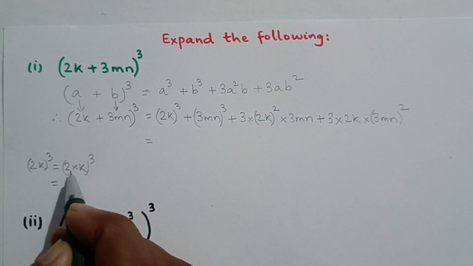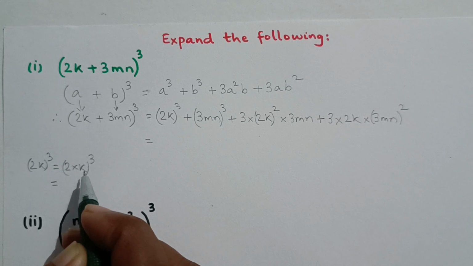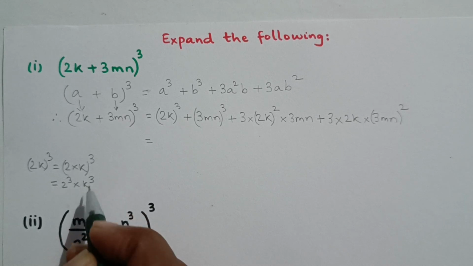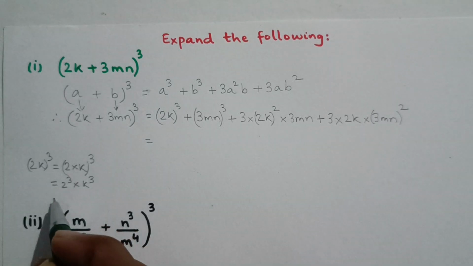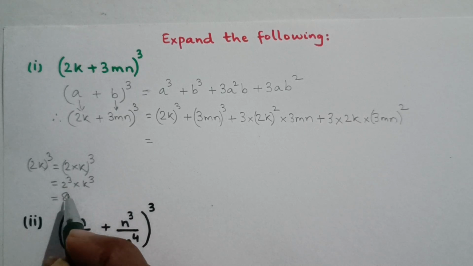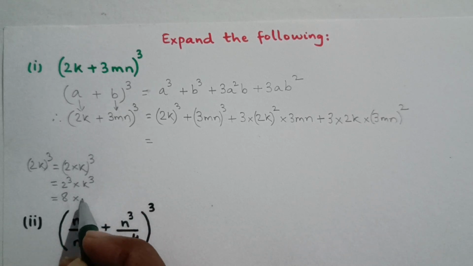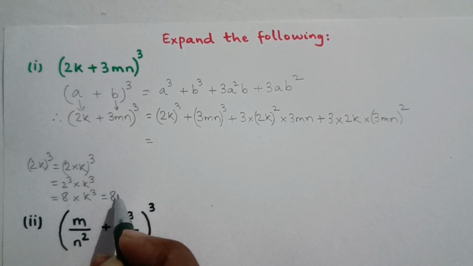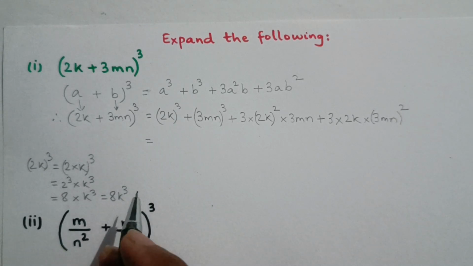Now what is 2 into k whole cube? So use your knowledge of exponents. So 2 into k whole cube is 2 cube into k cube. And what is that? 2 cube is 8. So 8 multiplied to k cube. And 8 into k cube is 8k cube. So 2k whole cube is 8k cube.